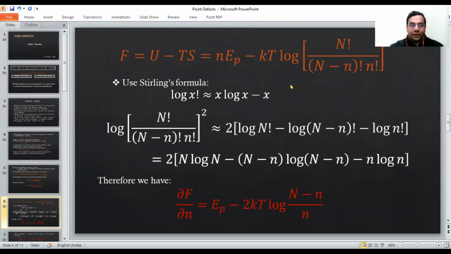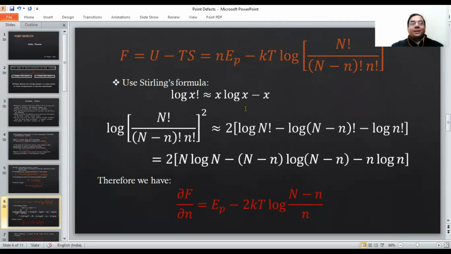Now this value of S is put in the equation F equal to U minus TS. U is the total internal energy, which will be equal to nEp, where Ep is the energy to pick the ion pair from the interior of the crystal, minus kT log of N factorial over N minus n factorial into n factorial, then its whole square.